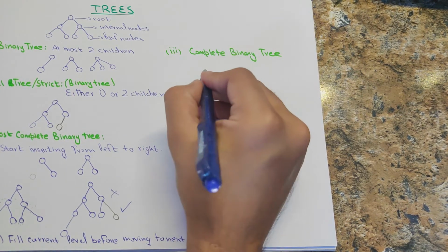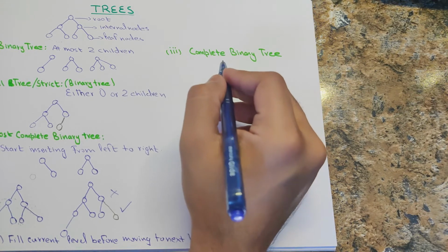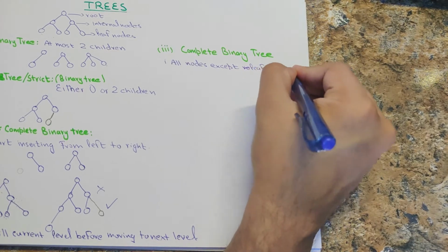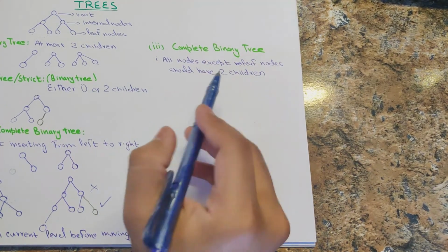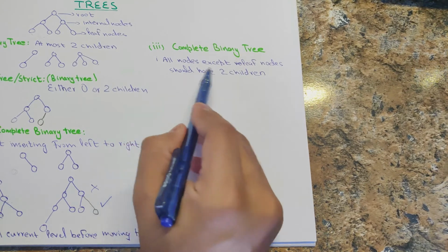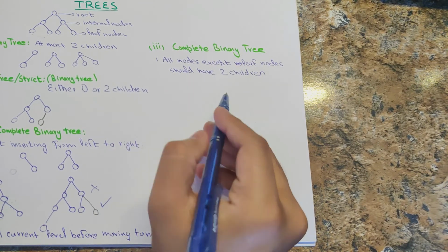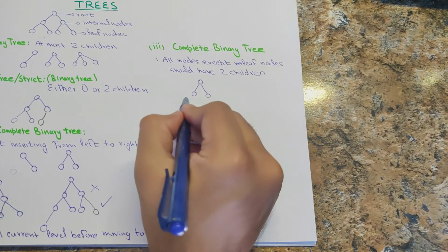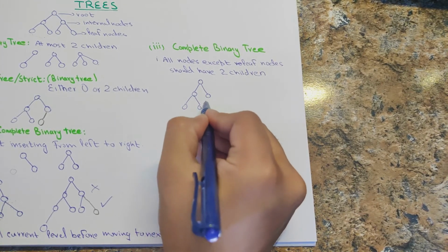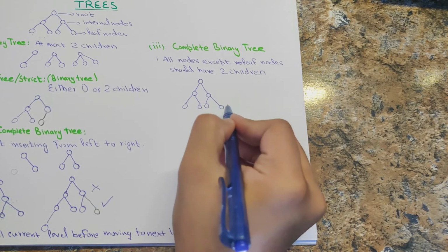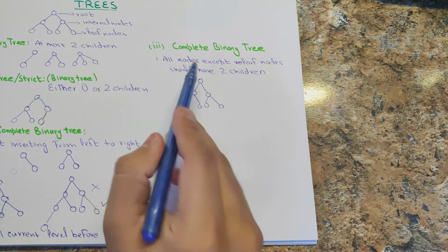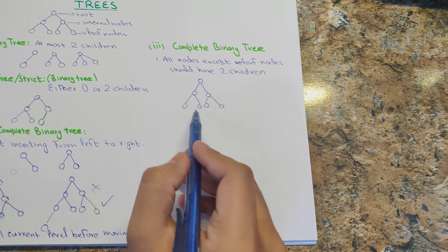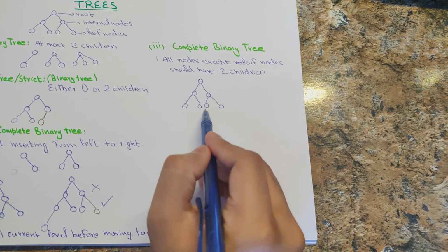Now the next type we have is the complete binary tree. It has one condition. Let's see what that is. A complete binary tree has one condition that says all nodes except leaf nodes should have two children. Let's see how. For example, if we draw a tree like this, this is a complete binary tree. Why? Because every node has two children, you see, but the leaf node has zero children, which is fine. A leaf node should have zero children.